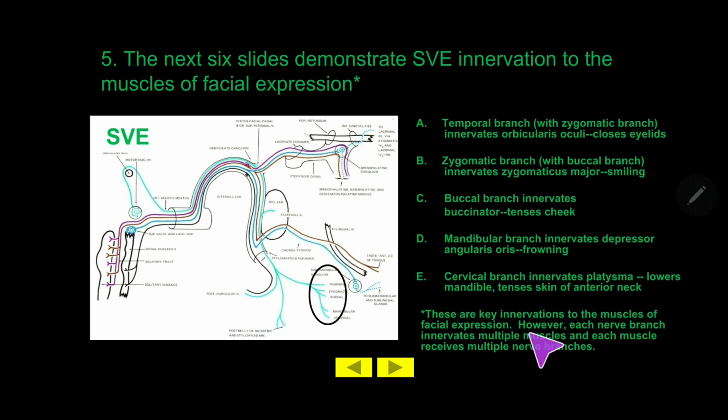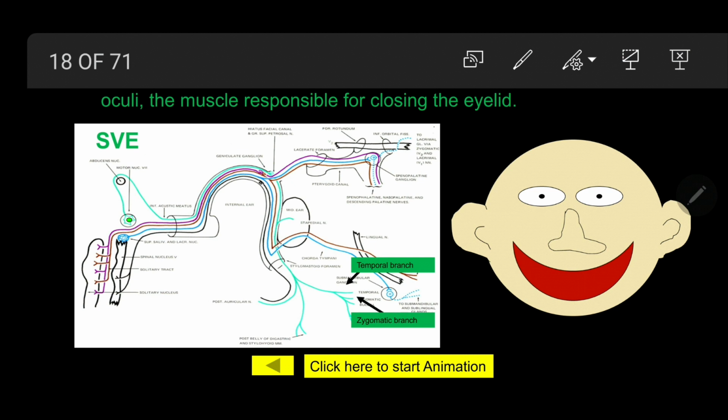So these are a few innervations of the muscles of facial expression. However, each nerve branch innervates multiple muscles, and each muscle receives multiple nerve branches. Remember, for the muscles of facial expression you cannot say that a muscle is innervated only by one branch. They all have surrounding associated innervations, but you can localize those muscles and the nerve supply, and you can find them out experimentally. So here I am telling you about this.